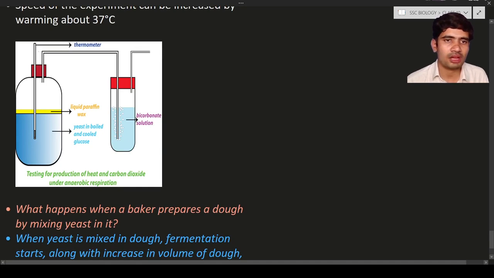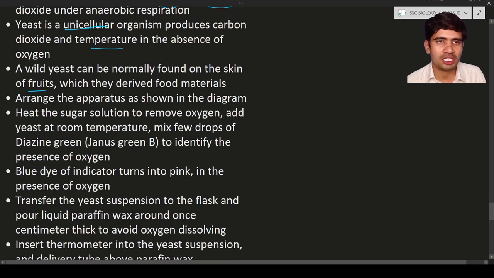Okay, this is a thermos flask. In the thermos flask we have to add some amount of water. This is a sugar solution, meaning boiled sugar solution. We have to make sure oxygen is not present. To prevent oxygen from being present, we have to heat the solution. If we heat the sugar solution, the oxygen will be removed, and then add yeast at room temperature.